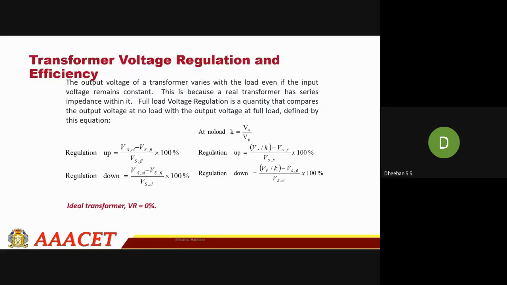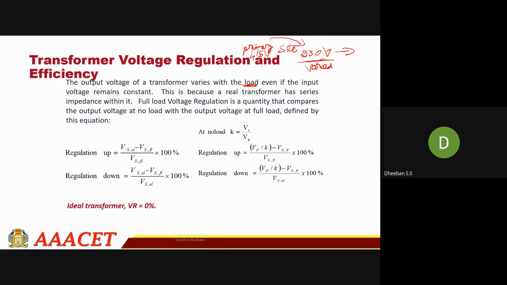So why do we have to go for voltage regulation? The output voltage of the transformer varies with load. This you already know. If you are getting 230 volts from your secondary, and we connect more loads, this 230 volts gets varied, even if your primary side voltage is constant, say 415 volts. Here it is a step down transformer, so the value is stepped down.